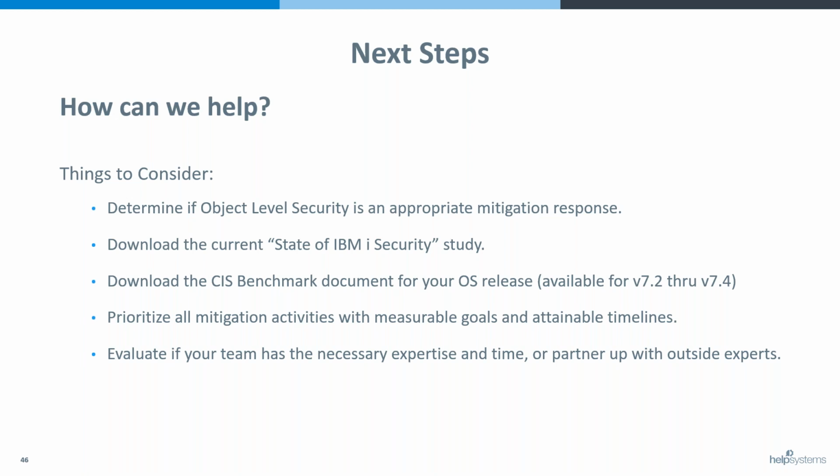When you have all these mitigation activities kind of percolating around on your desk, prioritize them, right? You're not going to be able to do everything. You're certainly not going to do everything all at once if you have any intent of being successful. So assign goals, make them measurable, and throw some good timelines at it, right? Standard project management type of tips and techniques. If your team has the expertise to do all that, if they have the time available to do all that, fantastic. If they don't, then partner up with outside experts.